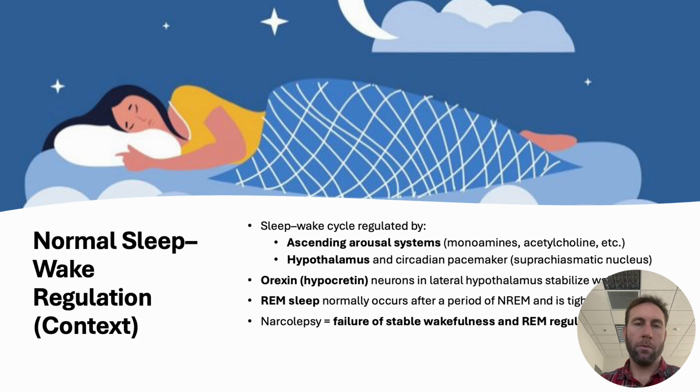So, before we talk about narcolepsy, we have to understand how normal sleep-wake control works in your brain. So the brain has arousal systems, and it has systems that push you towards sleep. And orexin neurons in the hypothalamus help stabilize that balance, so they maintain that homeostasis. And as a part of this system, REM sleep is usually tightly controlled and doesn't just pop up wherever it wants, which is what narcolepsy is. Narcolepsy is basically what happens when that regulation breaks down.